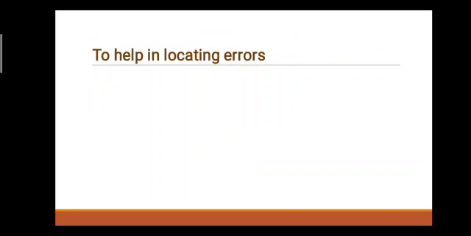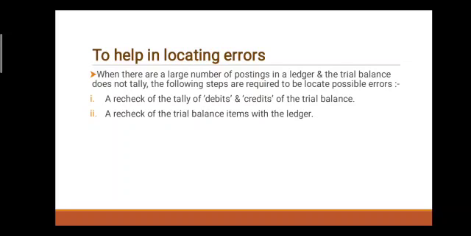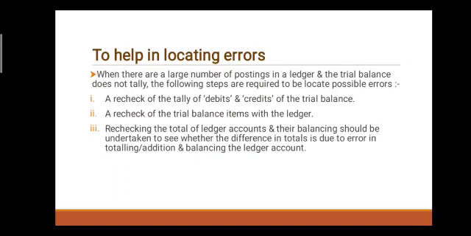Second, to help in locating errors. When there are a large number of postings in the ledgers and the trial balance does not tally, the following steps are required to locate possible errors. First, a recheck of the tally of debit and credits of the trial balance. Second, a recheck of the trial balance items with the ledger. Third, rechecking the total of ledger accounts and their balancing should be undertaken to see whether the difference in totals is due to errors in totaling, addition and balancing of the ledger accounts.